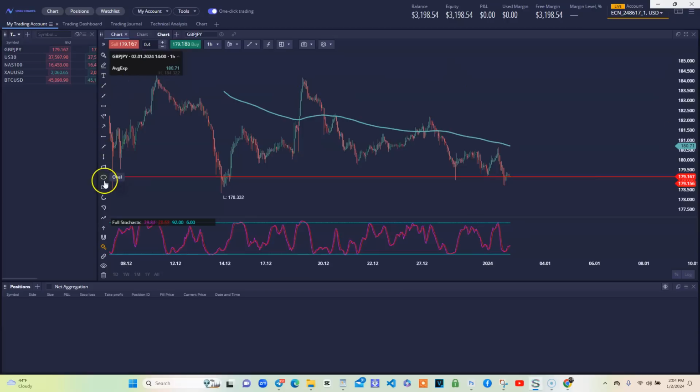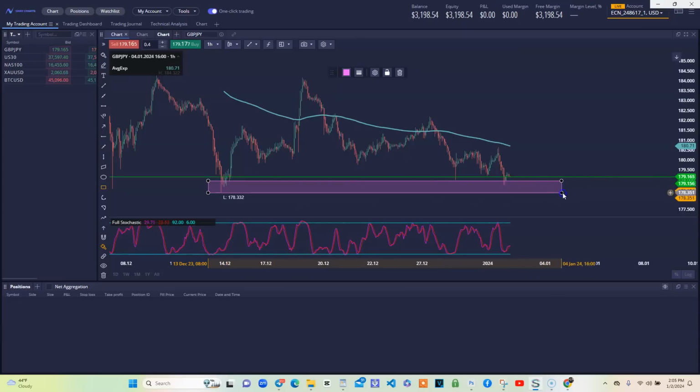Easy. Stick to your rules. Stick to your plan. Support and resistance. I'm on the 1 hour, so let's draw support and resistance zones. You always go to the 1 hour or the 4 hour first, or the daily, depending on what you want to do. You go there and you mark up your zones. Simple as that.